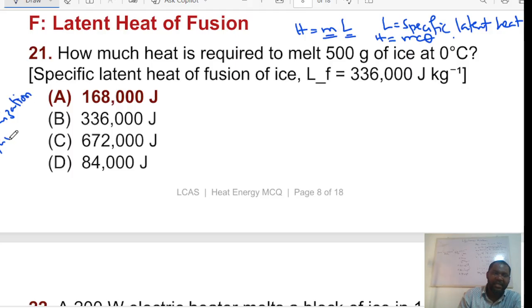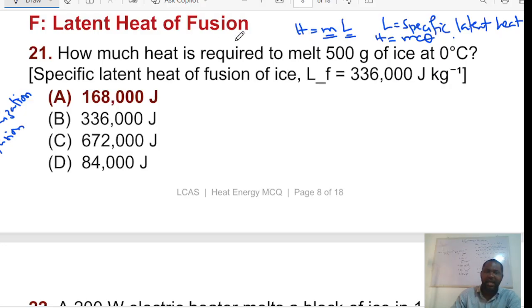Latent heat of fusion is the phase change between solid and liquid, either liquid converting to solid or solid converting to liquid. But latent heat of vaporization is between liquid and gas, or gas to liquid. That's very important for us to know. So let's see some questions here.